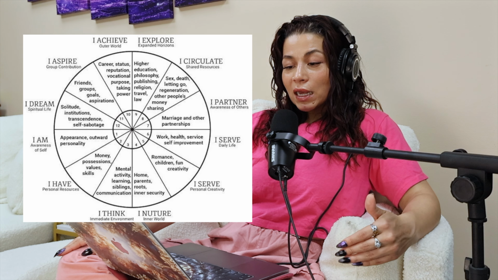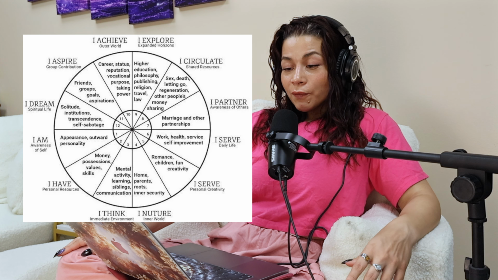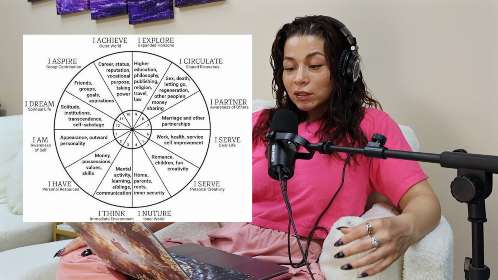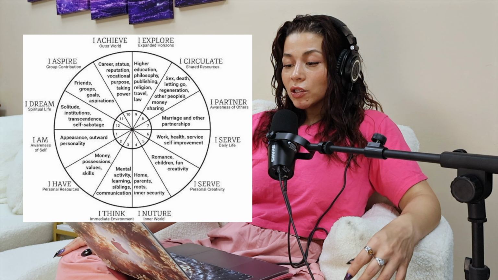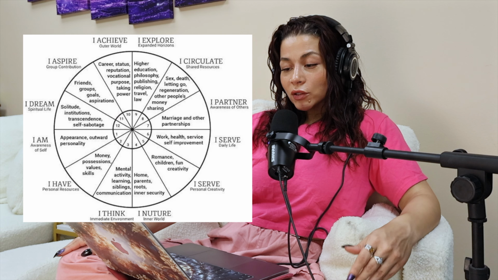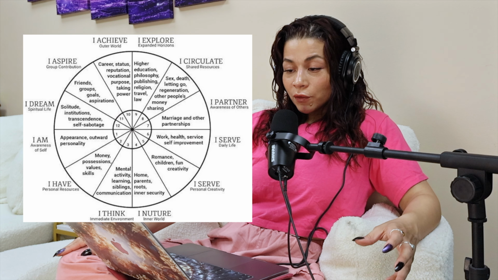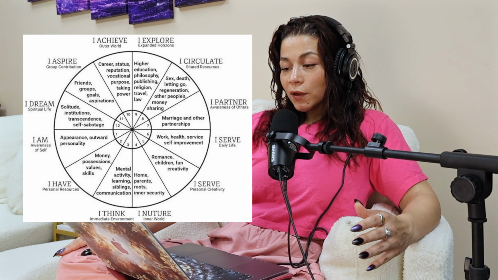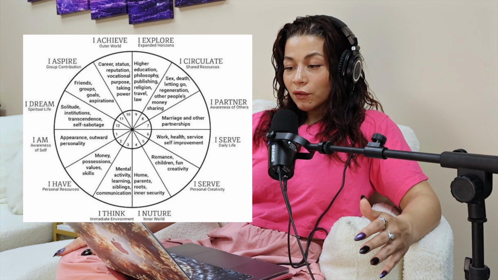So the first house is I am: awareness of self, appearance, outward personality. The second one is money, possessions, values, skills. I have. The third house: mental activity, learning, siblings, communication. I think. The fourth house: home, parents, roots, inner security. I nurture. The fifth and the sixth house are both I serve, but the fifth house is romance, children, fun, creativity, and the sixth house is work, health, service, self improvement.